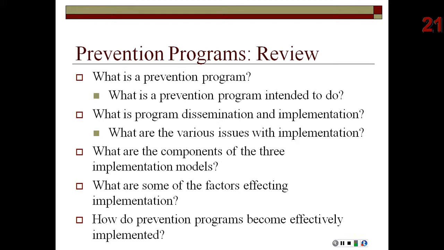So to review, again, the things we need to think about are: What is a program? What is a prevention program? What does it do? What are its goals? How are they disseminated? What are the various models of that? What are the various components of the 3 implementation models? What are some of the factors that affect implementation? And what are the steps to implementing a program?